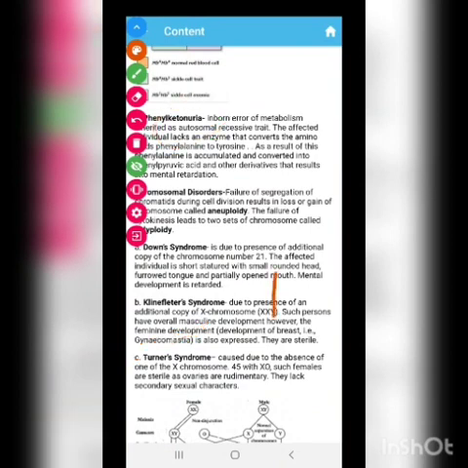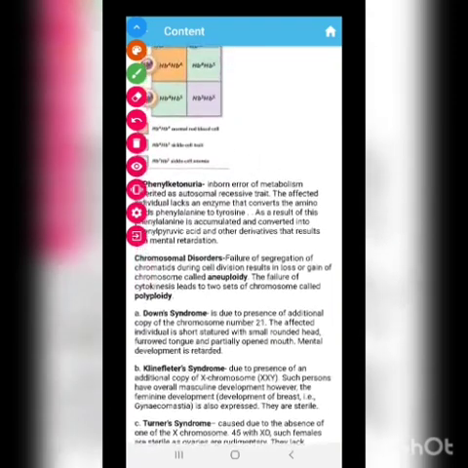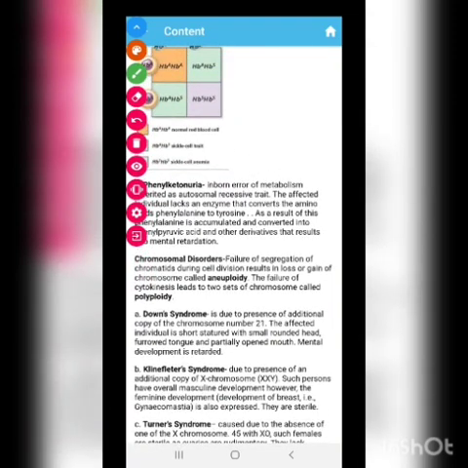Now, today we are going to start the chromosomal disorders, as we have already discussed the Mendelian disorders. In chromosomal disorders, there are two things which you will be reading. Number one will be aneuploidy.